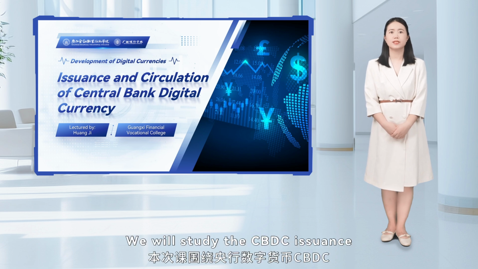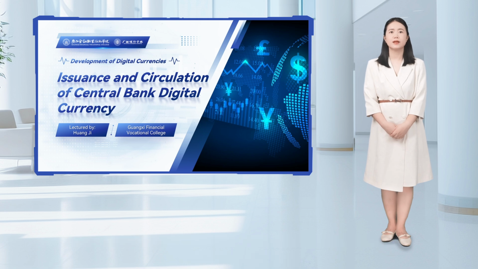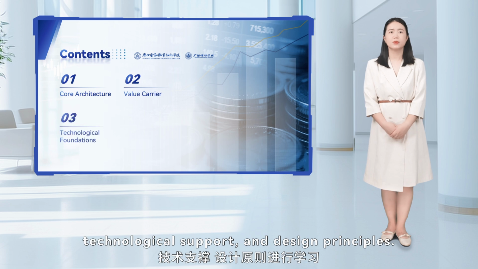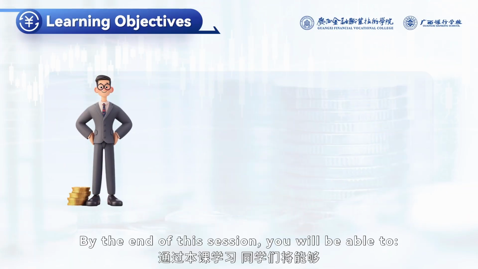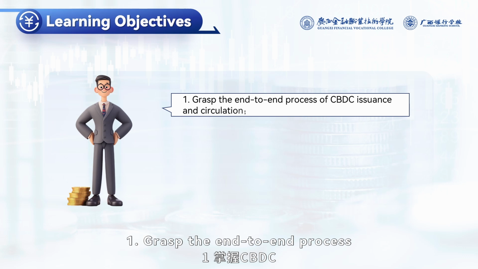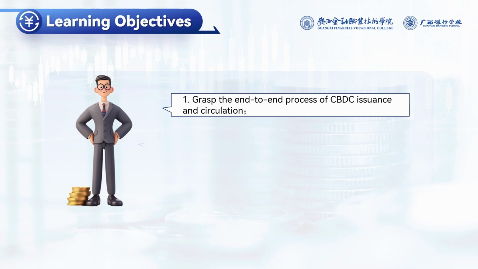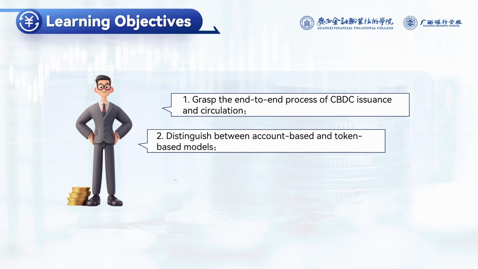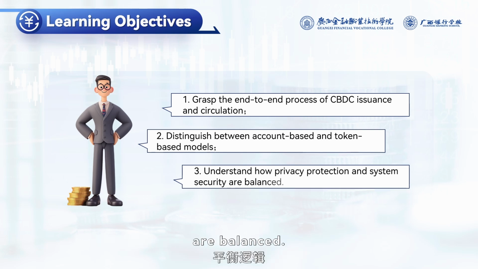We will study the CBDC issuance and circulation process from four perspectives: core architecture, value carrier, technological support, and design principles. By the end of this session, you will be able to: 1. Grasp the end-to-end process of CBDC issuance and circulation. 2. Distinguish between account-based and token-based models. 3. Understand how privacy protection and system security are balanced.